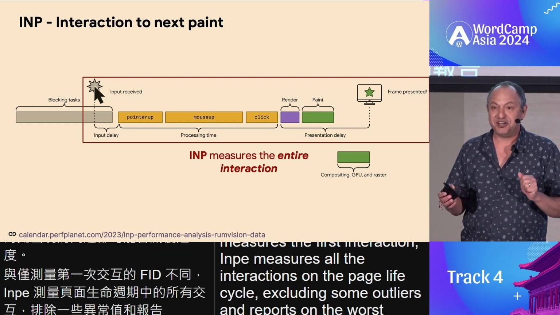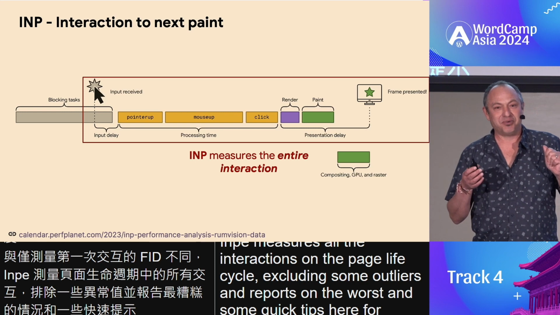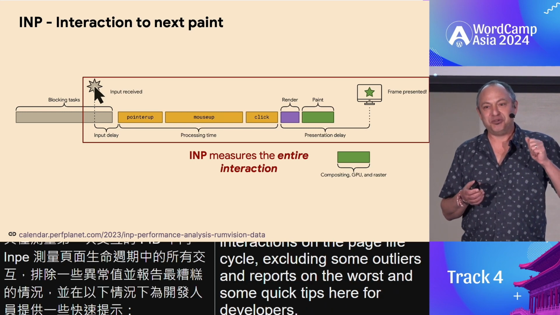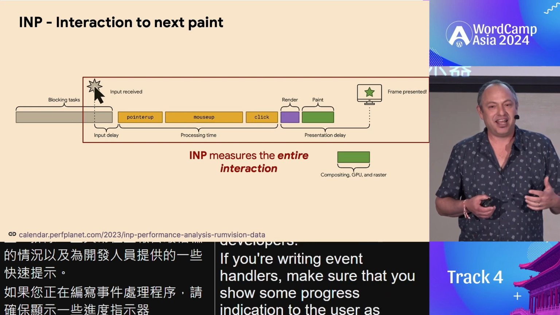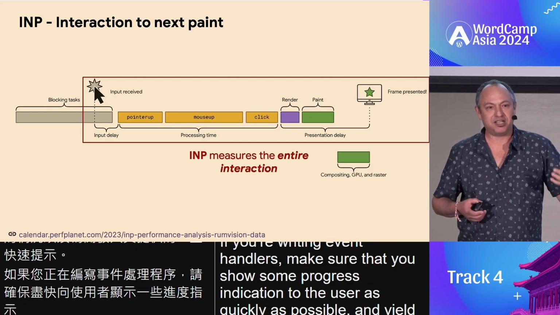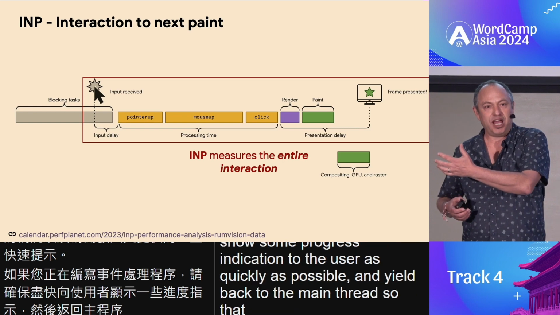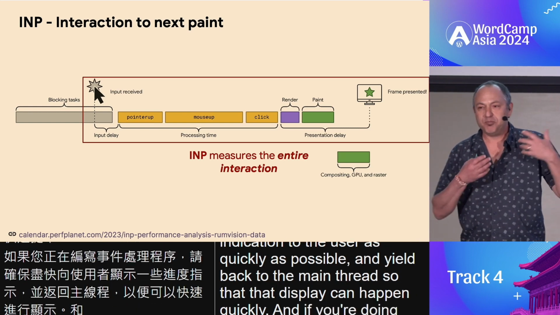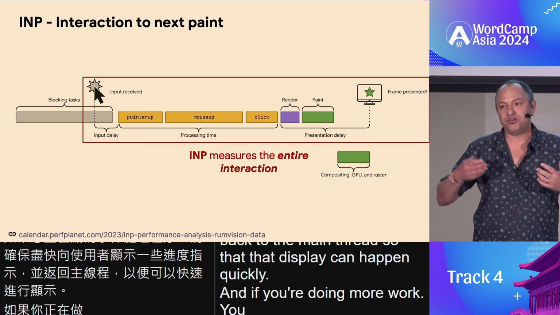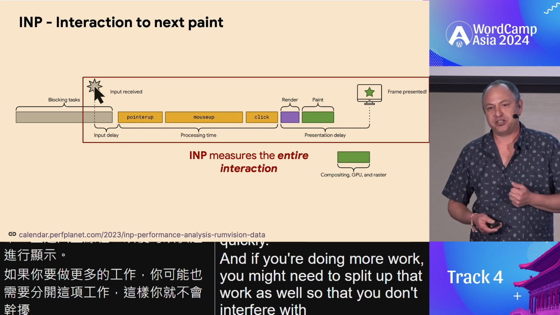And some quick tips here for developers. If you're writing event handlers, make sure that you show some progress indication to the user as quickly as possible, and yield back to the main thread so that display can happen quickly. And if you're doing more work, you might need to split up that work as well so that you don't interfere with subsequent interactions that the user has.